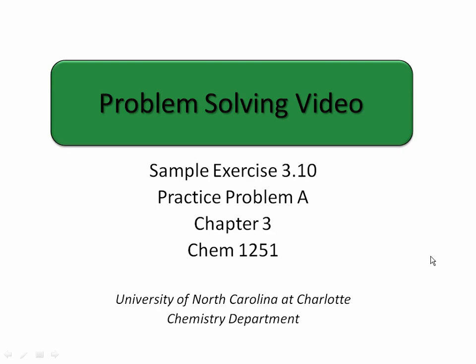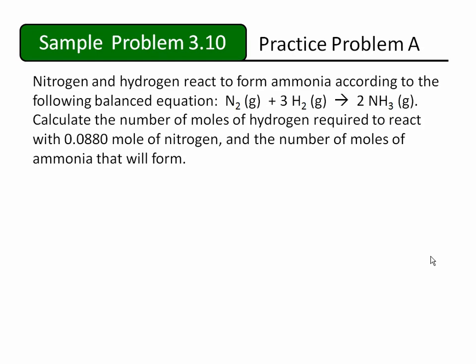This is the video solution to sample exercise 3.10 practice problem A. The problem appears on page 95 of your text. This is a lengthy problem in terms of words. We're given a balanced equation for the formation of ammonia, NH3, from nitrogen and hydrogen. And then the actual problem is two parts.